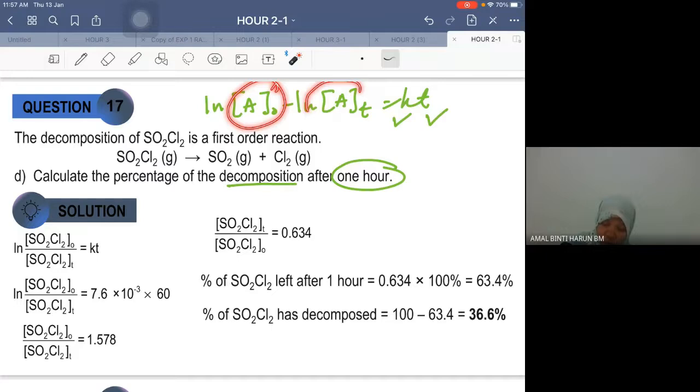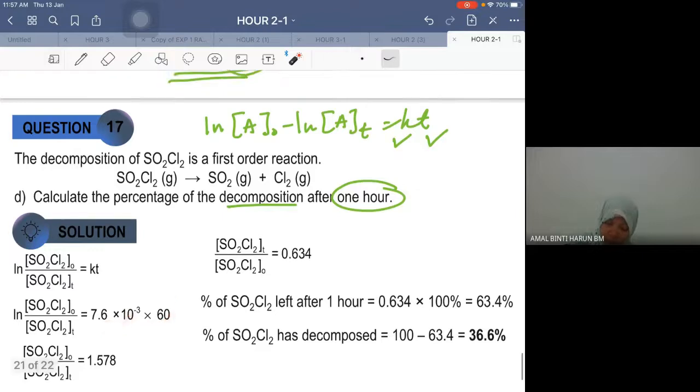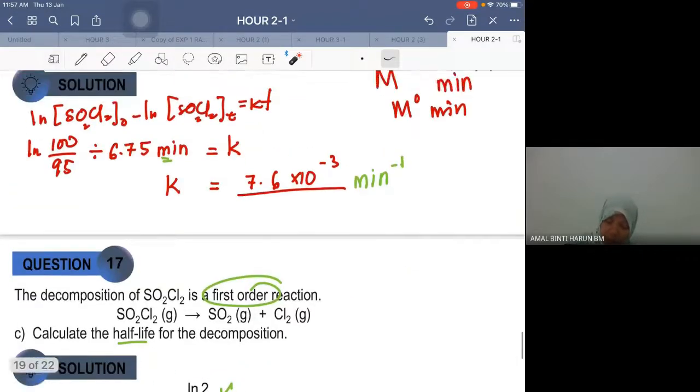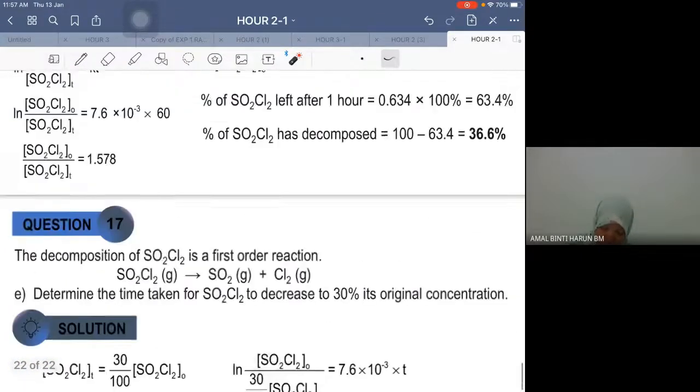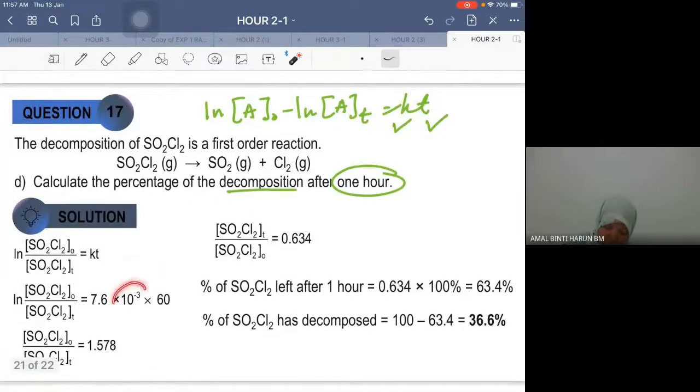So kita nak tahu decomposition dia, kita buat this one. A initial over A time. So sulfuryl chloride initial concentration over time equal to KT. Substitute K, substitute time. Okay. K unit dia per minit, mana K tadi yang kita kira ni dalam per minit. So dalam 1 hour you tukarkan kepada minit. Okay. Finally kita dapat concentration dia adalah initial over time.